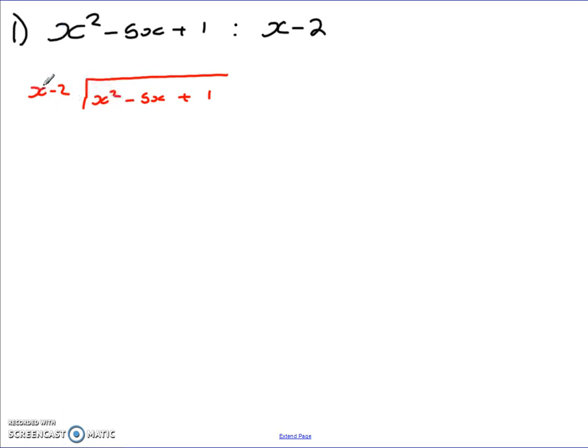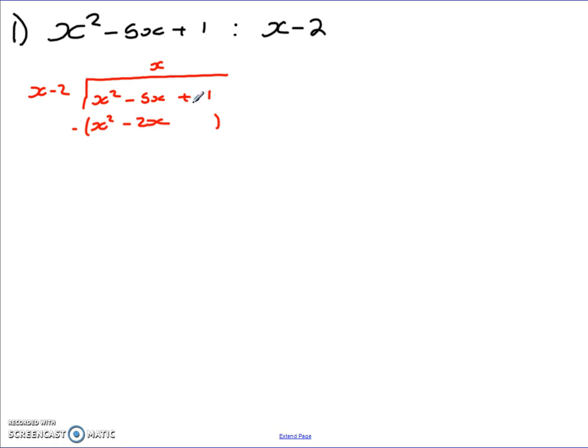Now remember our steps for this. We take the first term here, and we divide the first term here by it. So we do x squared divided by x, and that gives me an x. We then take our answer and multiply the divisor by that answer. So we do x minus 2 times the x. When we do that, we get x squared, take away 2x. And at that point, we subtract this new part from the top part.